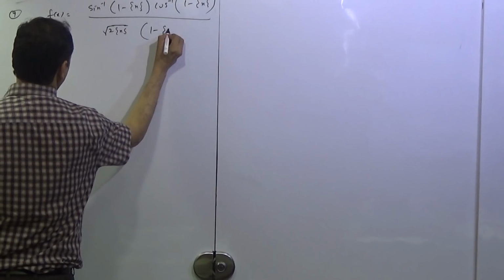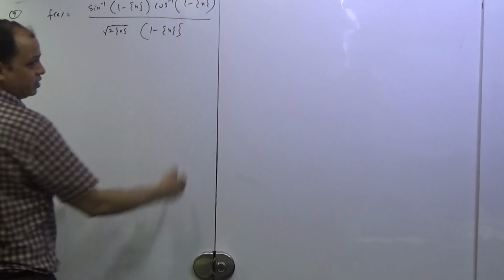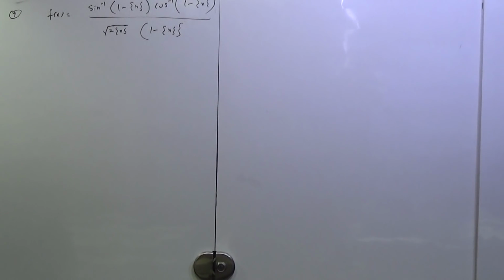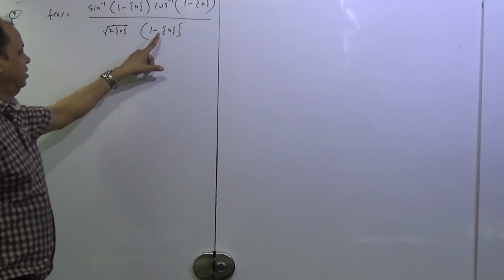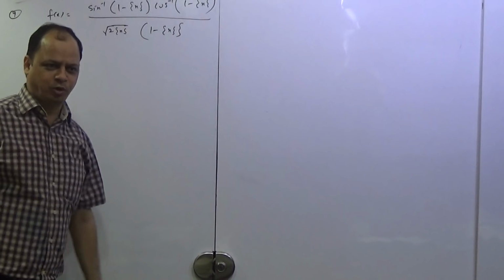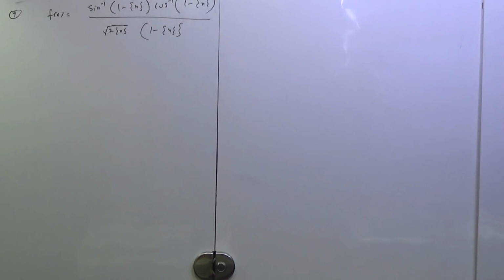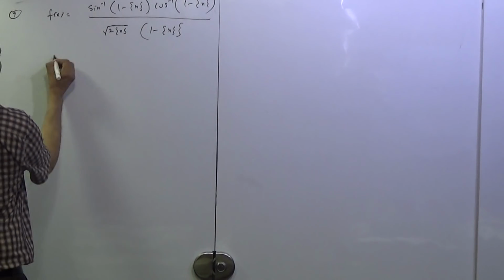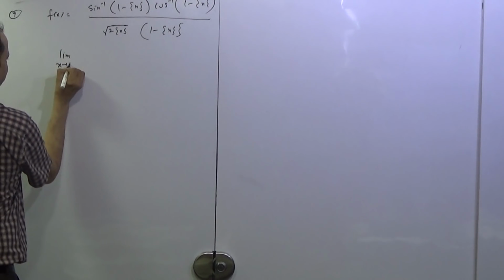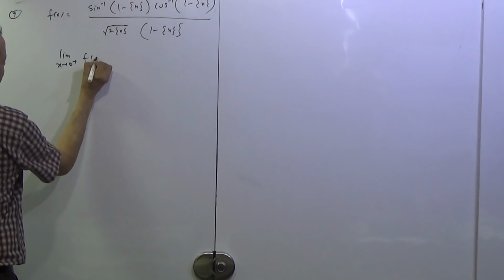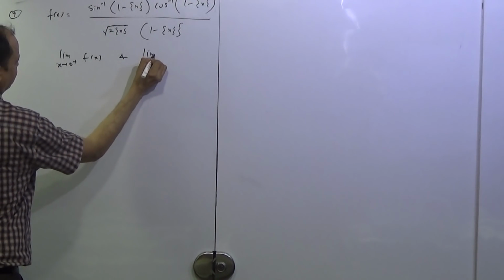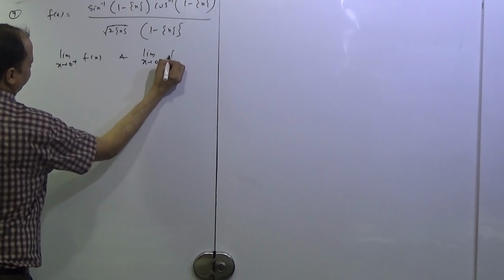Have we done it in class? Fractional part of x we have done in class. Not this exact question, but we know the properties of the fractional part of x. Now he's asking to solve the limit: what is the limit as x tends to 0 plus of f(x), and the limit as x tends to 0 minus of f(x).